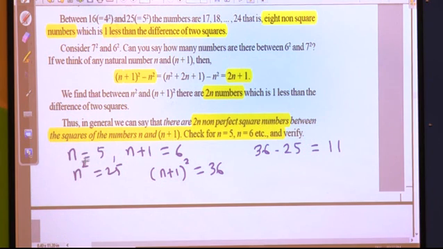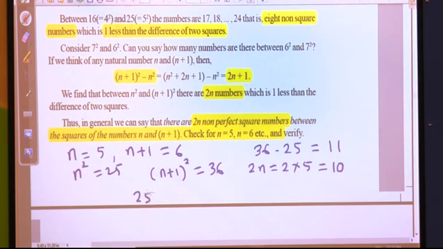What is 2n? Here, our value of n is 5, so 2 into 5 is 10. It means we will get 10 non-perfect square numbers between 25 and 36. Let us see whether it is right or wrong.